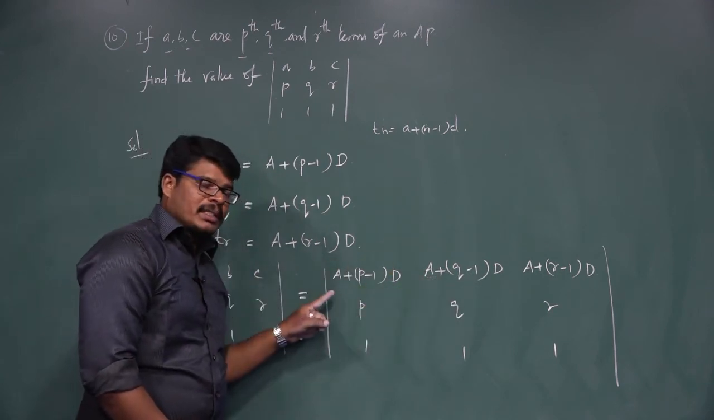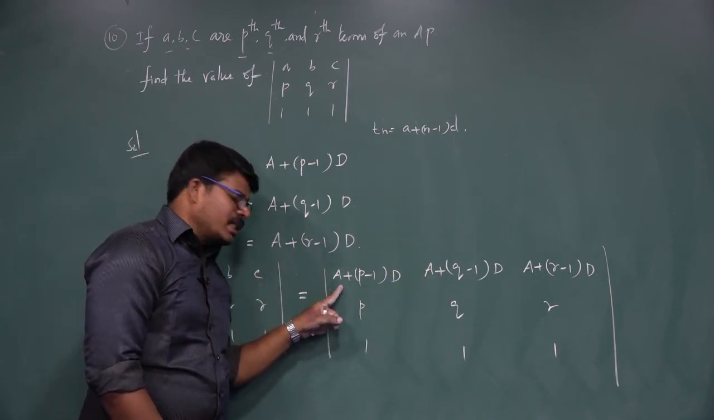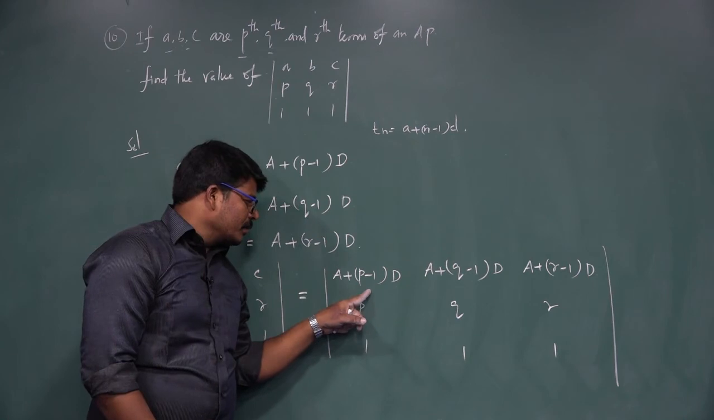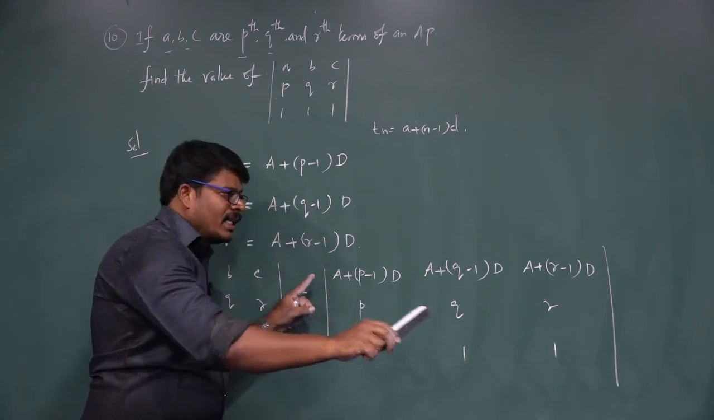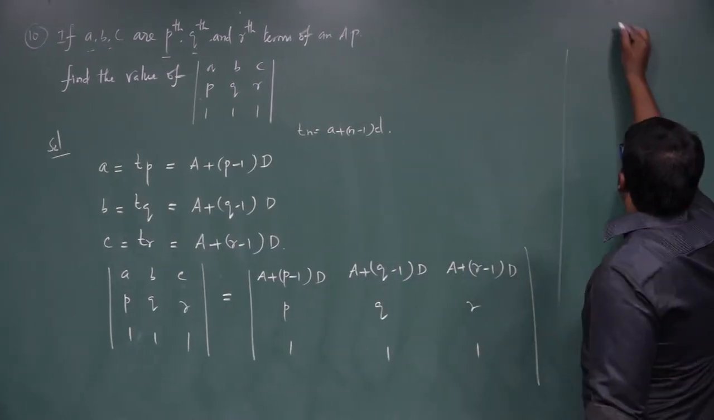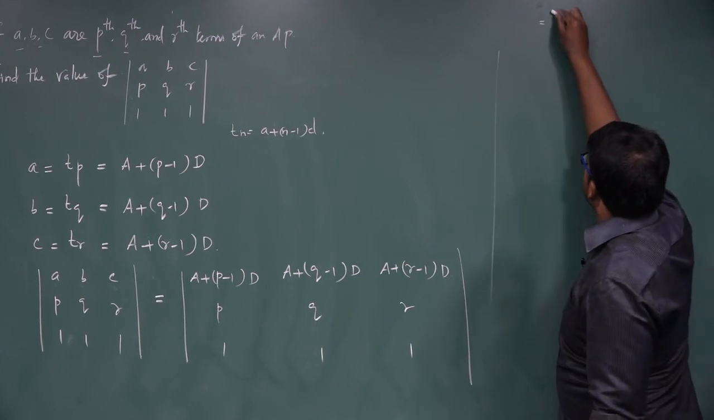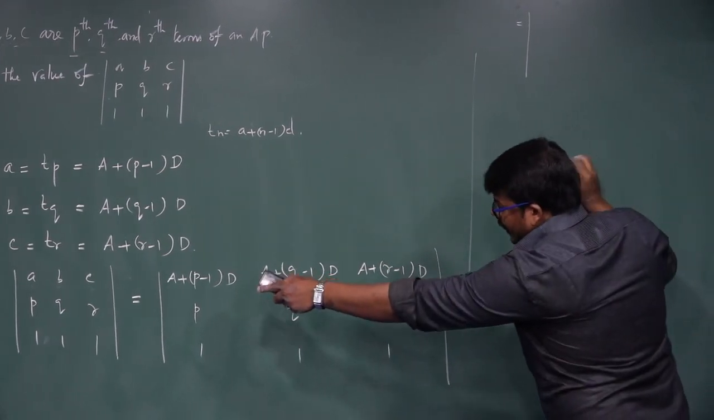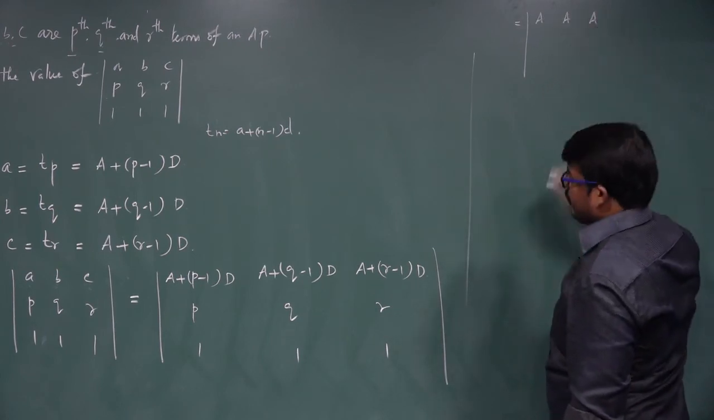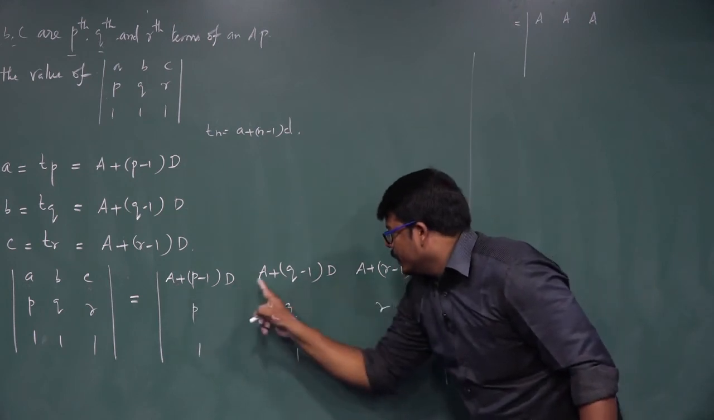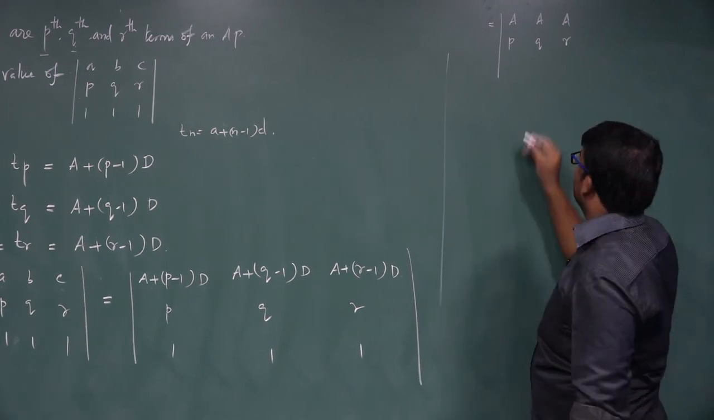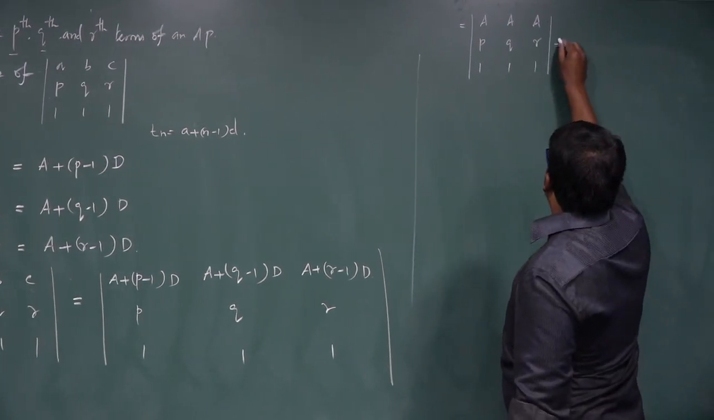By using the property 7, each element of the determinant is a sum of 2 or more terms, so the whole determinant is expressed as a sum of determinants. Here expand the determinants. The first determinant: the first row is A, A, A, and the second row is P, Q, R. Third row 1, 1, 1, plus.